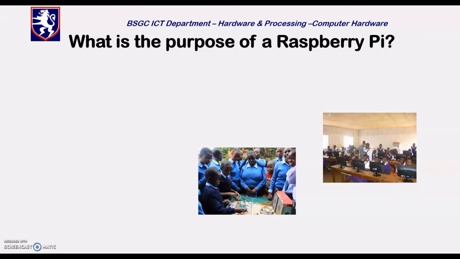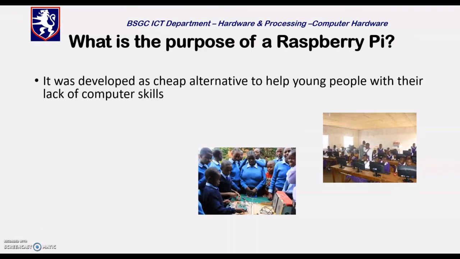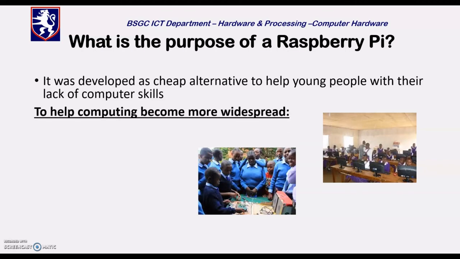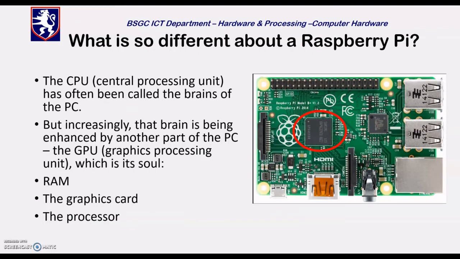So what is the purpose of a Raspberry Pi? Well, they were first developed as a cheap alternative to help young people with their lack of computer skills in third world countries. So to help computing become more widespread in schools, homes and the third world, these tiny devices were developed. We won't be able to watch the video, but I will put the link to that video underneath, in the description.